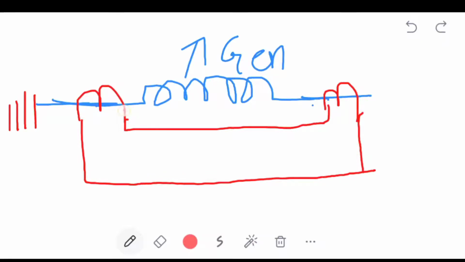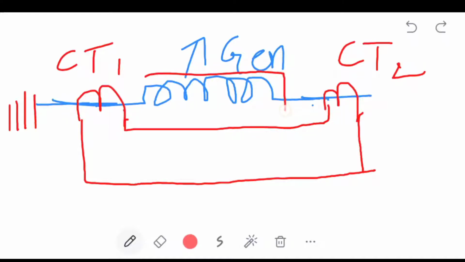The current transformers are connected in series opposition to each other. Okay, the current entering and leaving this current transformer is CT1. Assume that this is CT2. The two current transformers are connected across the equipment to be protected. Between the two current transformers we are connecting the equipment which is to be protected. The entering current of CT1 is I1 and the CT2 current is I2.